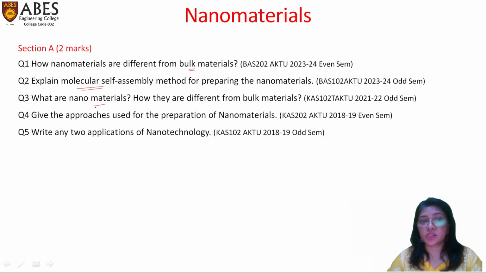What are nanomaterials? Nanomaterials are defined basically on the range of the diameter, the molecular size, which is in nanometers, 1 to 100 nanometers. Now, how are they different from bulk materials? There are some properties, like size effect and composition effect, which make them different from bulk material and change their properties. Now, give the approach used for the preparation.